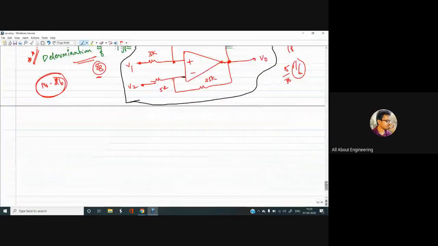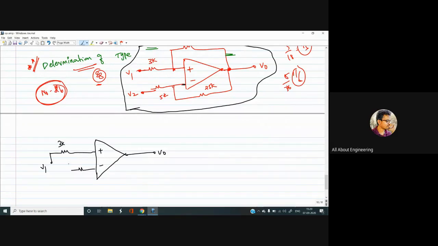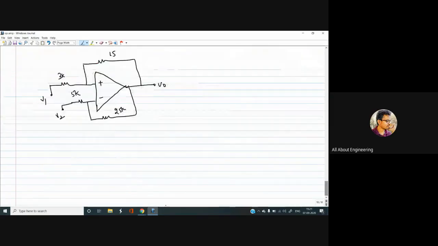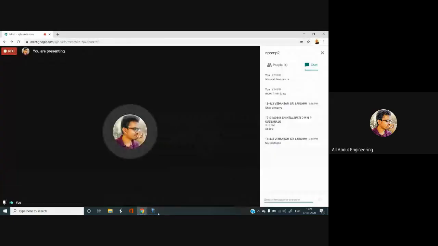Let me redraw the circuit and give you two rules which you can follow. Let me redraw the circuit. 3K, P1, 5K, P2, and here it's 25K, and here I guess it's 15K. Okay, so far the recap is done. Any new joiners? Okay.